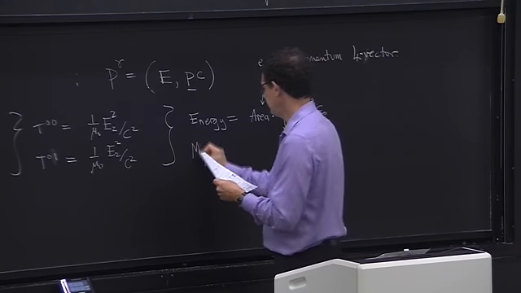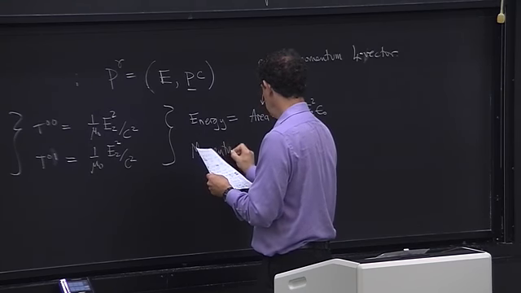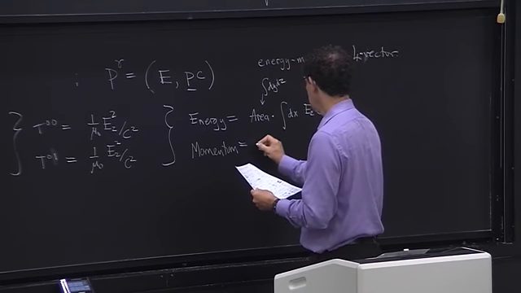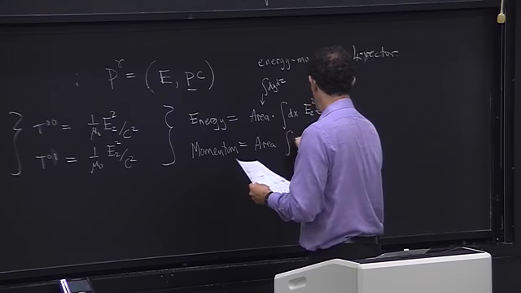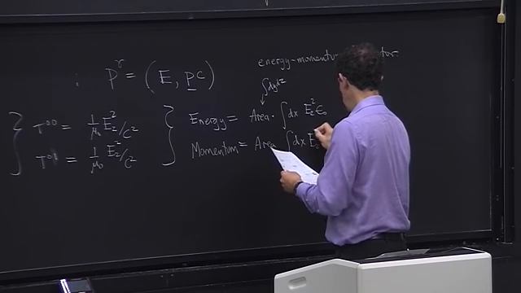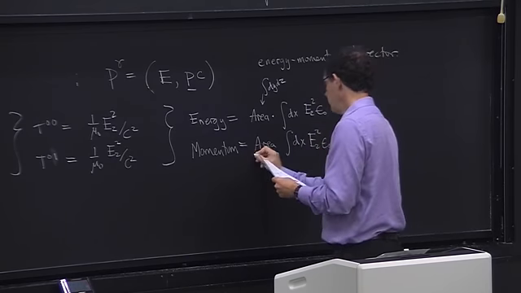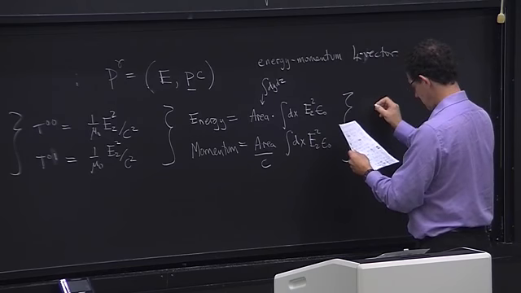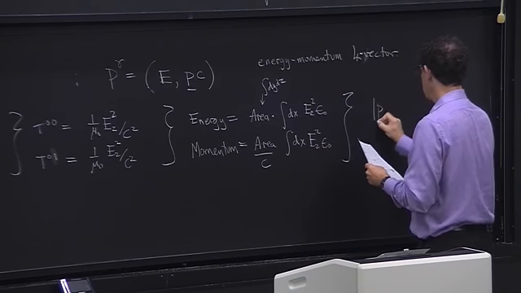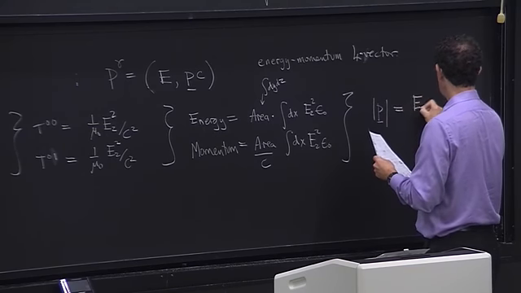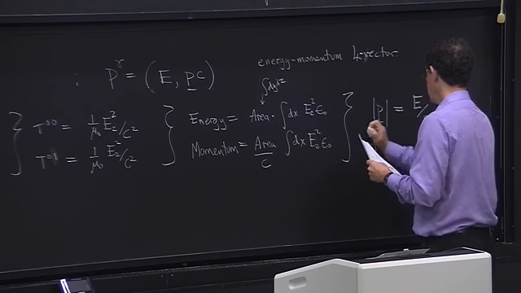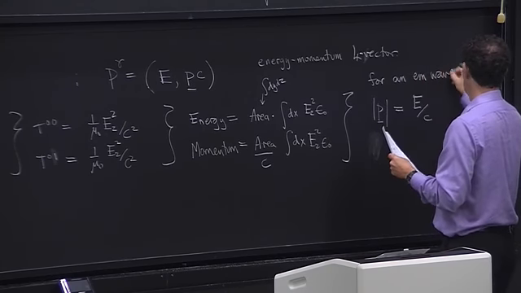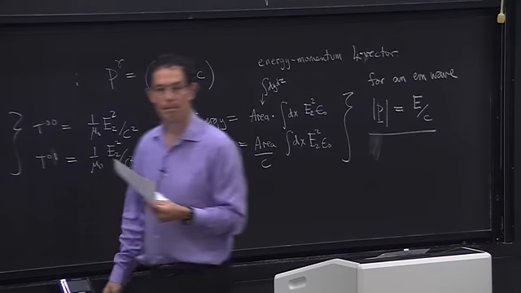And the momentum is the same thing divided by c, the area times integral dx Ez squared epsilon naught over c. And so from this we conclude that the magnitude of the momentum is equal to E over c. So for an electromagnetic wave, the momentum is just E over c.